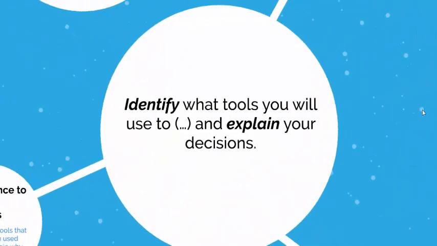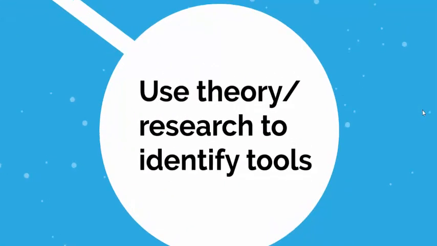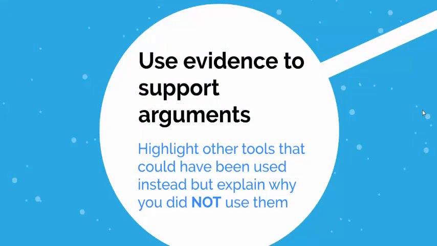Next is to identify what tools you will use and explain your decisions. You should use theory and research to identify tools and how they can be used. The key to answering a question that asks you to identify and explain is to highlight all the possible arguments and theories and then decide which you think is the most applicable to the question. Ensure that you use case studies and research to back up your points, and be sure to reach a clear conclusion on what your arguments are at the end.